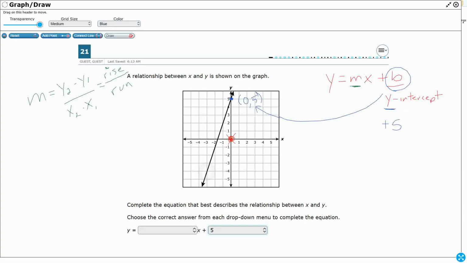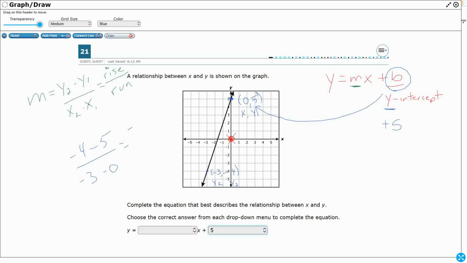Let's do this right here. This looks like it passes right through this point. -3 is my x, -4 is my y. So what I'm going to do is label this x1 and y1, and I'm going to label this x2 and y2. You could have flipped those. You're going to get the same answer. You just have to make sure you stay consistent. So my y2 is -4, my y1 is 5, and my x2 is -3, my x1 is 0.